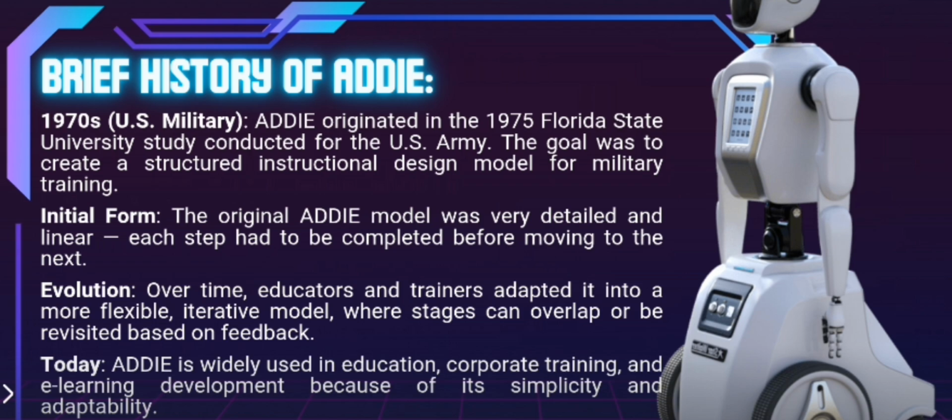What is the brief history of ADDIE? ADDIE originated in a 1975 Florida State University study conducted for the U.S. Army. The goal was to create a structured instructional design model for military training. The original ADDIE model was very detailed and linear. Each step had to be completed before moving to the next step.